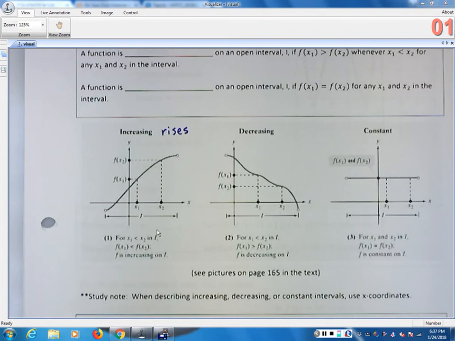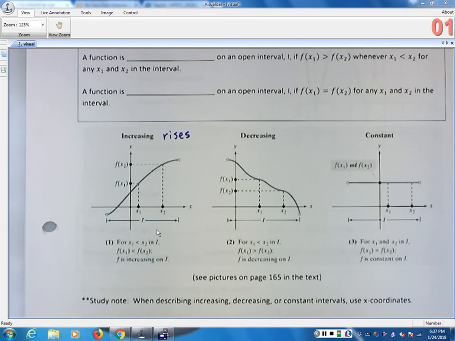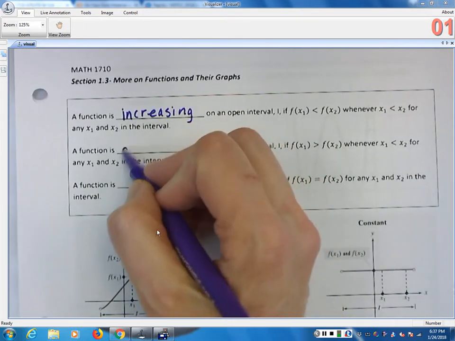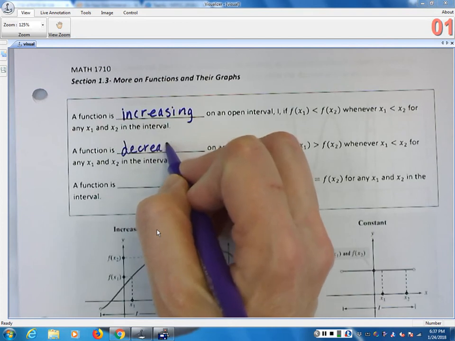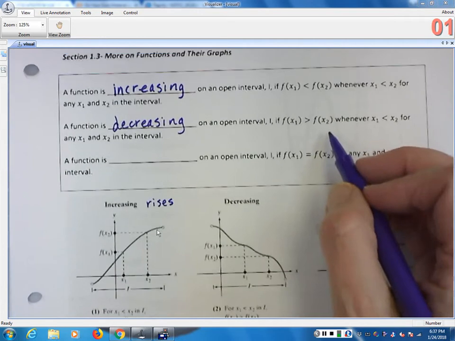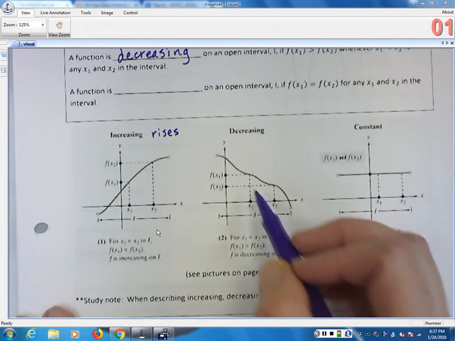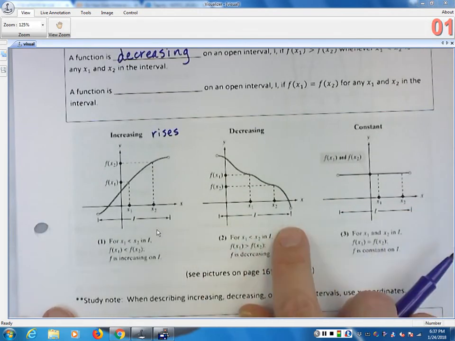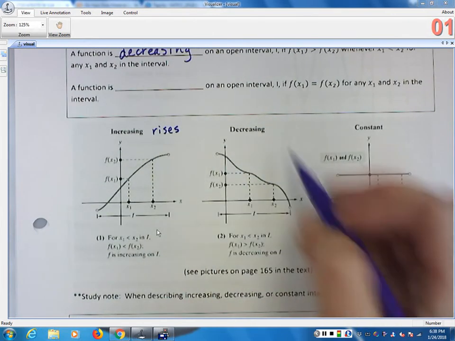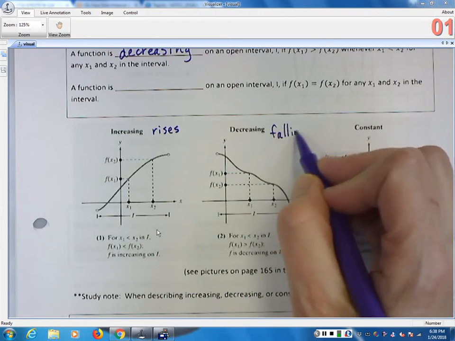We always read a graph from left to right to decide if it's increasing or decreasing. And if we want to know where the function's increasing, we always use x values. So we'll go over that. A function is decreasing on an open interval I if f of x1 is greater than f of x2 whenever x1 is less than x2. So there's the picture. Here's the open interval I, and x1 is less than x2. You can see it's falling. The function's falling from left to right.